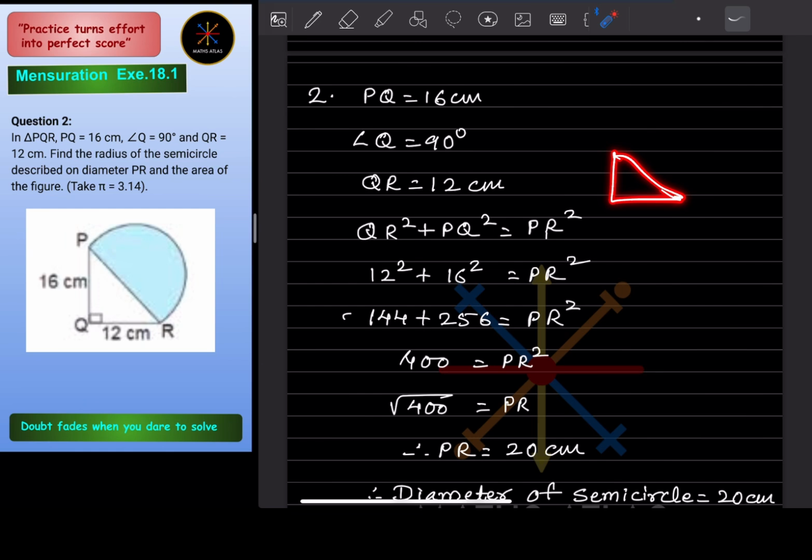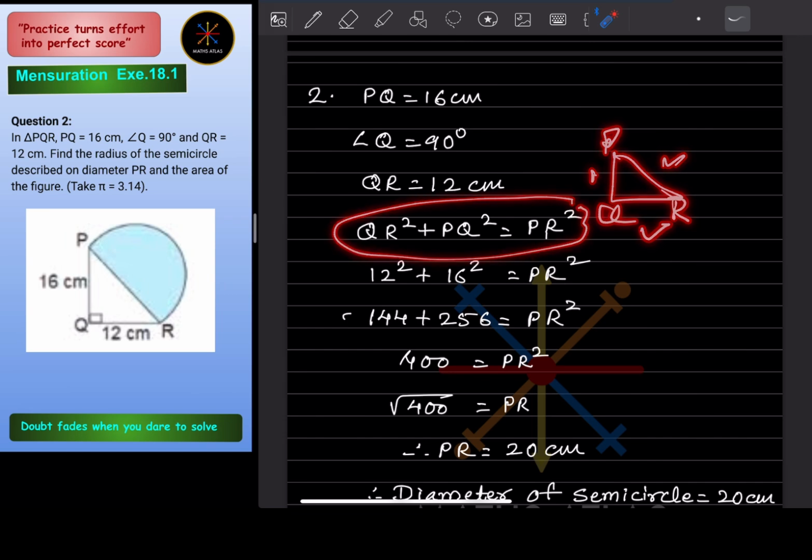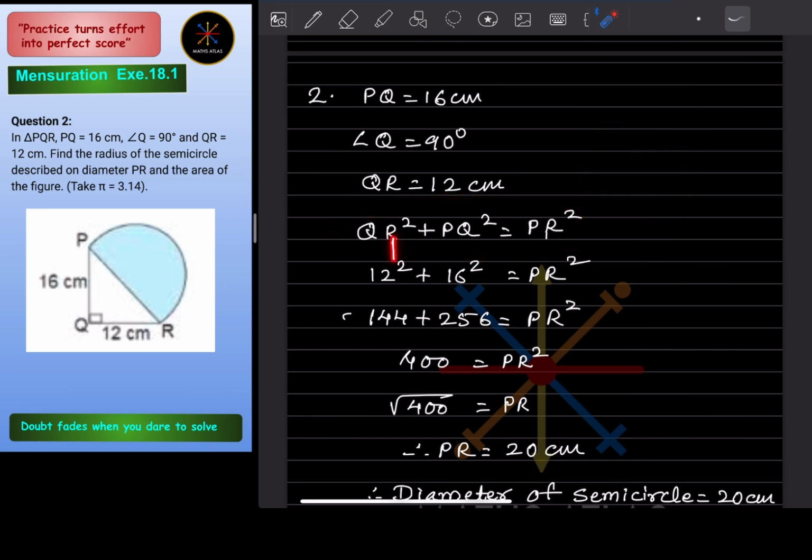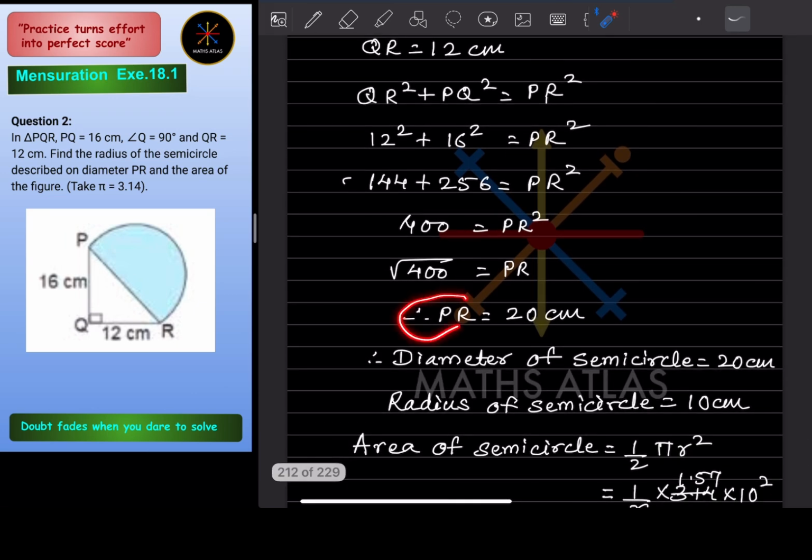So this is QR square plus PQ square is equal to PR square. This is the formula by the Pythagoras theorem. QR is already given, which is 12 square, plus PQ is also given, that is 16 square, and this we have to find out. This will be 144 plus 256, and this is PR square. When you add this, 400 is equal to PR square. Now taking the square root on both sides, the square goes off, so that is just going to be PR. Now 400 is a perfect square, so PR is going to be 20 centimeter.